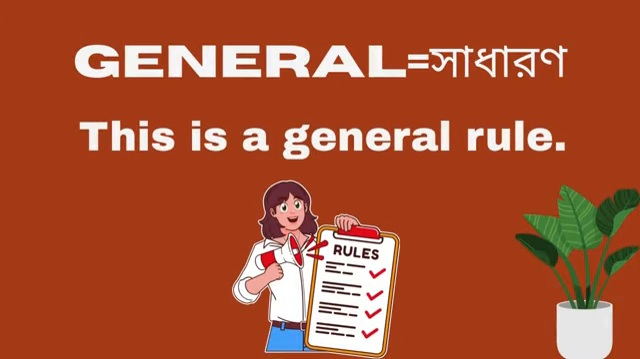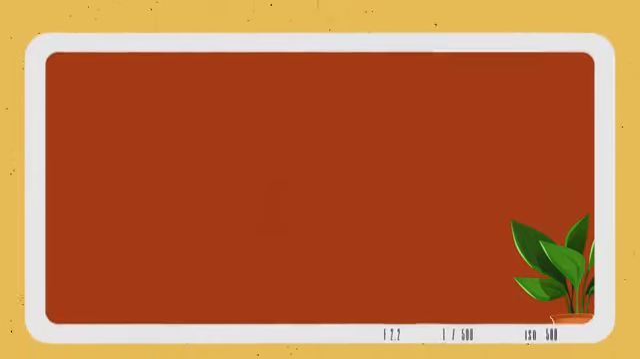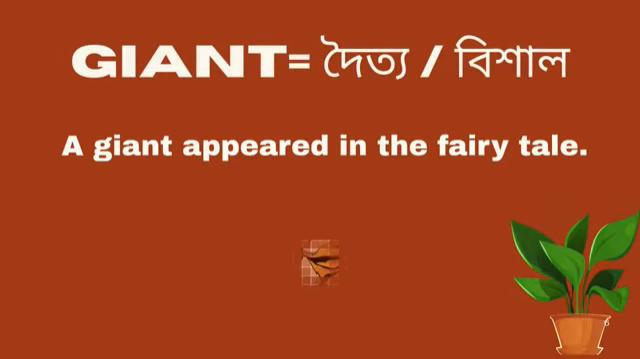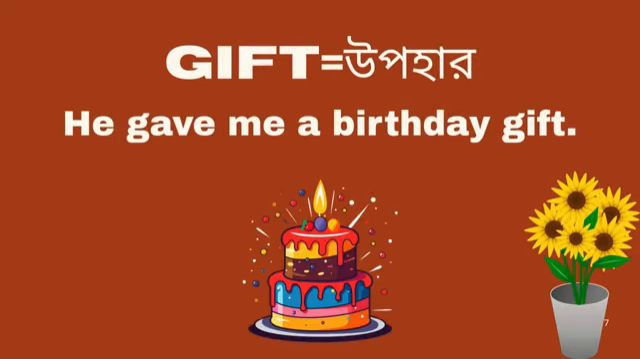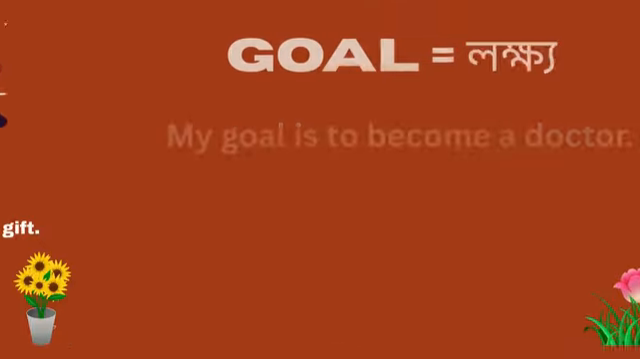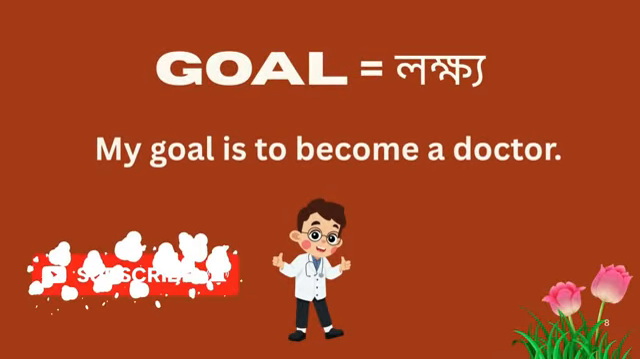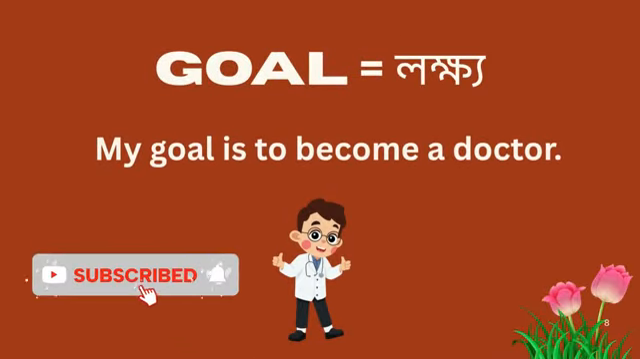General, sadharon. This is a general rule. Giant, Dvaita ba Bishal. A giant appeared in the fairy tale. Gift, Upahar. He gave me a birthday gift. Goal, Lokho. My goal is to become a doctor.